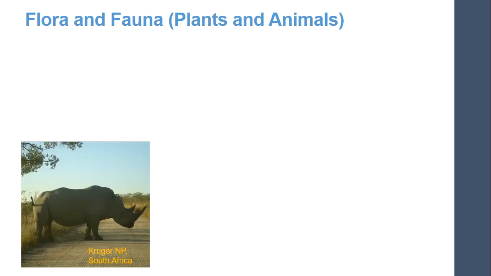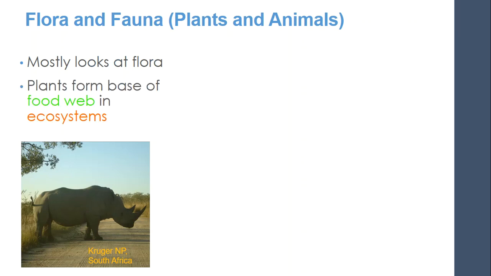So we're going to talk about flora and fauna. Flora, which refers to plants, and fauna, which refers to animals. So here is a picture of a rhinoceros in Kruger National Park in South Africa. Biogeography mostly looks at flora, or plants.